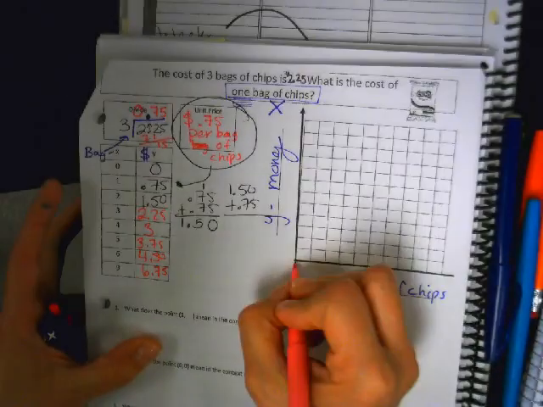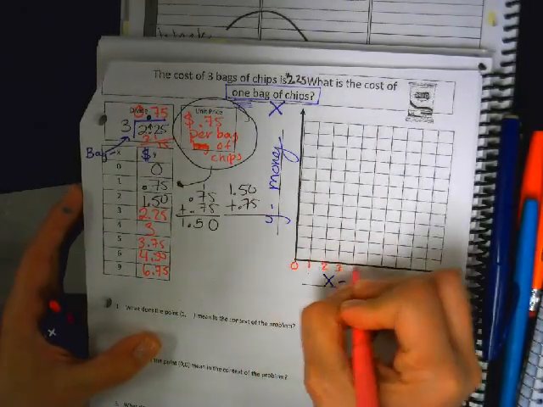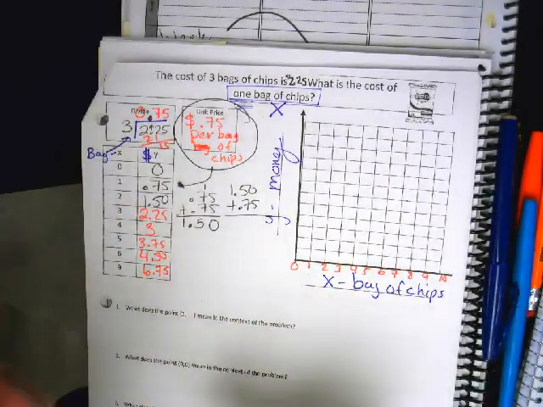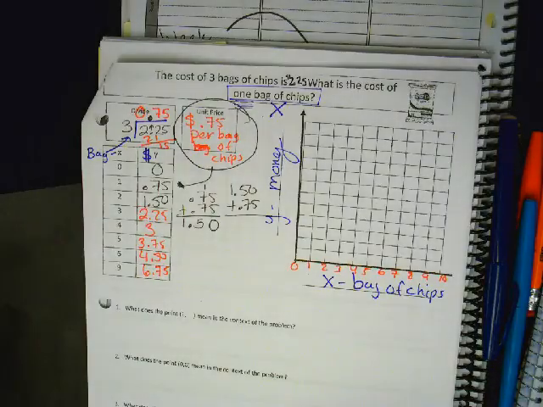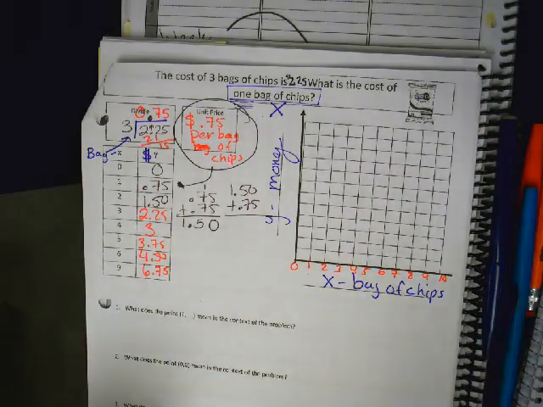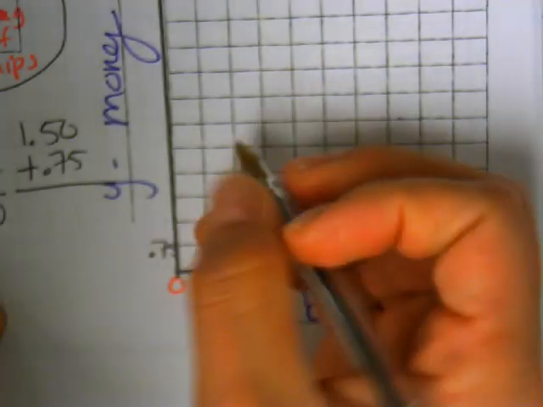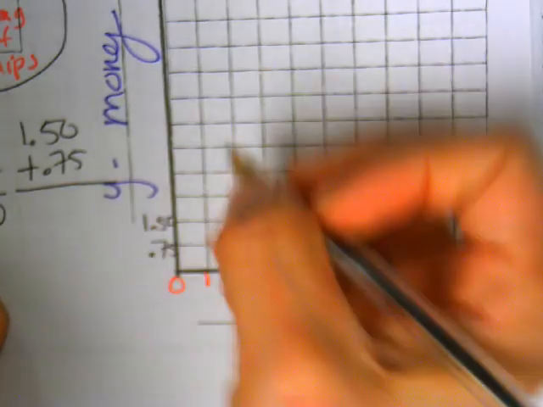Okay, 0, 1, 2, 3, 4, 5, 6, 7, 8, 9, 10. What am I going to go up on my Y's? 75 cents. If you have full control of the graph, go up by what you just did, 75 cents. And you just copy from your table, except for the last one, of course.